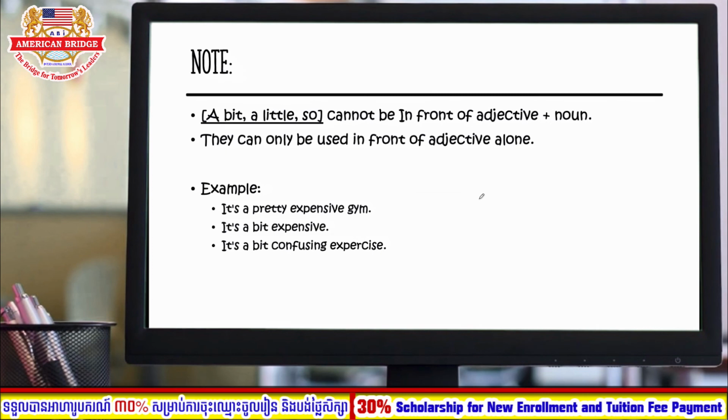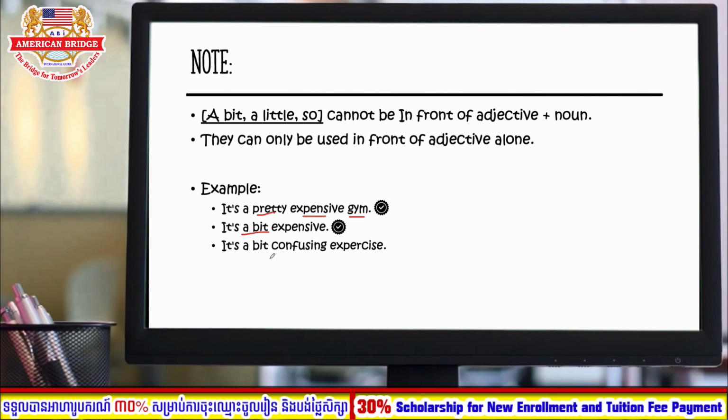However, when you use these intensifiers a bit, a little, and so, you need to be careful because all of these intensifiers cannot be in front of adjective plus noun. They can only be used in front of an adjective alone. If you look at the example, it's a pretty expensive gym, which is the right way because we have an intensifier, an adjective, and a noun, and our intensifier is the word pretty. However, if you look at it's a bit expensive, we have the word a bit, which is the intensifier. So as you can see here, the intensifiers a bit, a little, and so cannot be used in front of adjective plus noun. So this is the correct way.